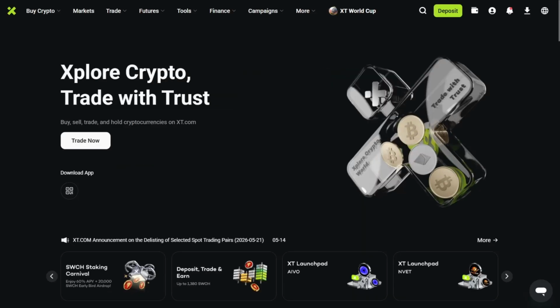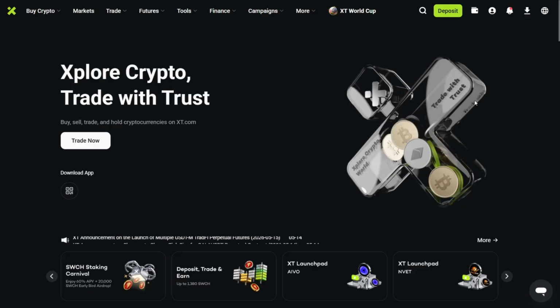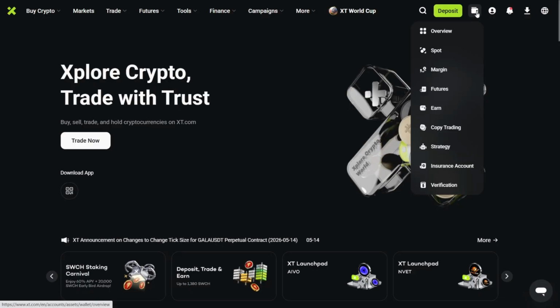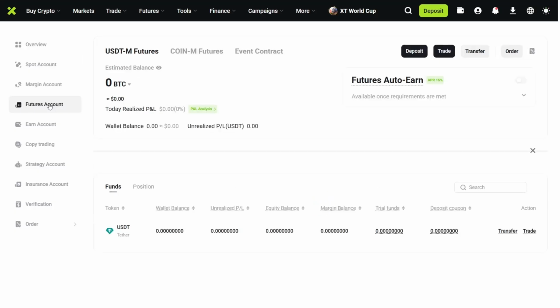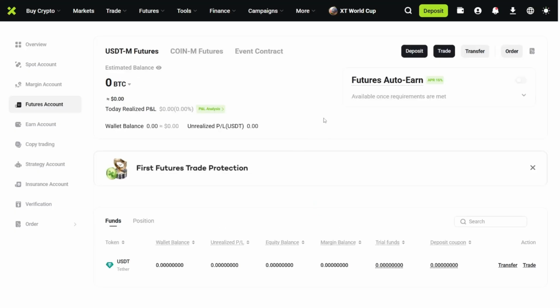Now, to start our tutorial, we need to make sure that we have funds in the right account. So let's head to the top of this page and under Wallet, go to Overview. We can see we have about 200 USDT in our account, but we want to make sure it's in our futures account. So let's click on this and we can see the funds are not in our futures account.